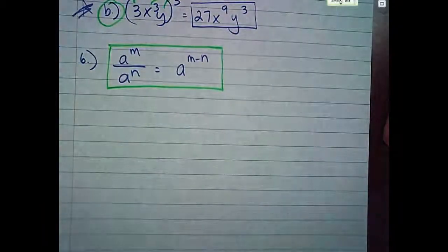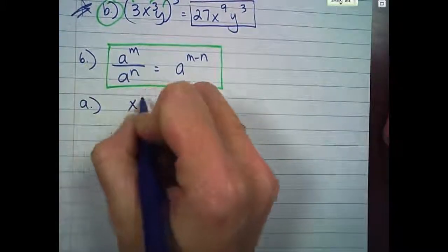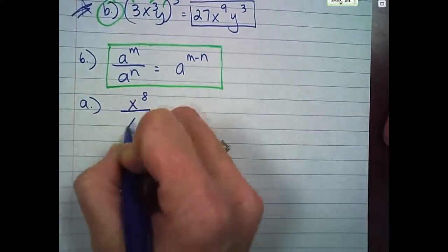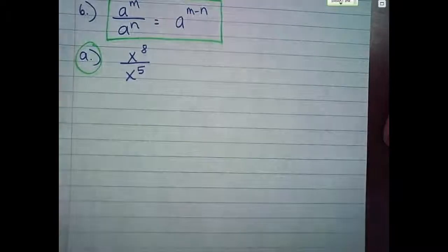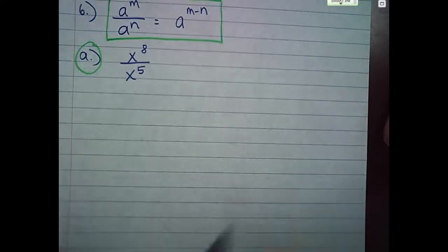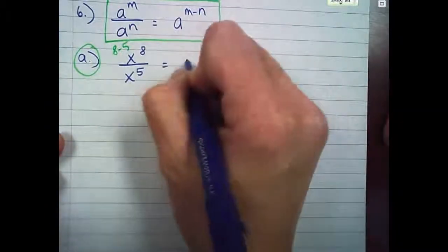Please help. Maybe you tell your answer. Alright, here you go. X to the 8th over x to the 5th. What am I going to do with the 8 and the 5? I'm going to subtract. Okay, I've got 8 x's in the top, 5 in the bottom. They're all going to cancel, leaving me 3 on top, because 8 minus 5 is 3.